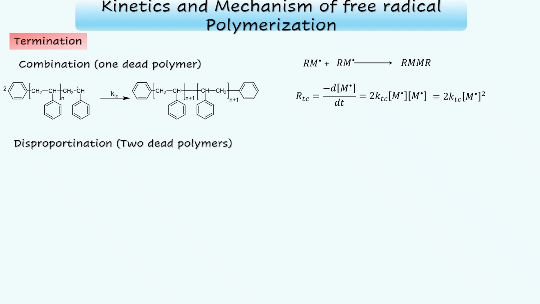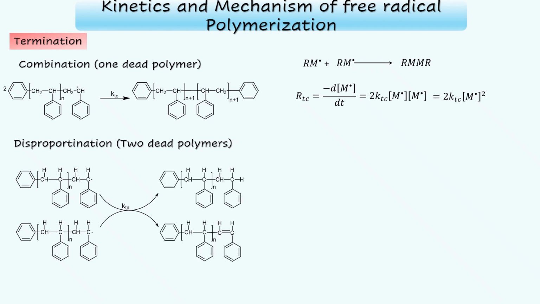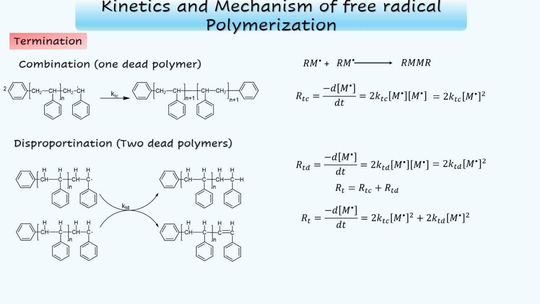Termination may also take place by disproportionation. This process involves the chain transfer of a hydrogen atom from one chain to the free radical chain end of the other chain, resulting in two dead chains, one of which has an unsaturated chain end. The kinetic expression for termination by disproportionation is given by the disproportionation rate constant Ktd multiplied by the square of the concentration of the radical, again with a factor of 2. The overall rate of termination is the sum of the rate of termination by coupling and the rate of termination by disproportionation. Here Kt is the sum of the rate constants for combination and disproportionation.